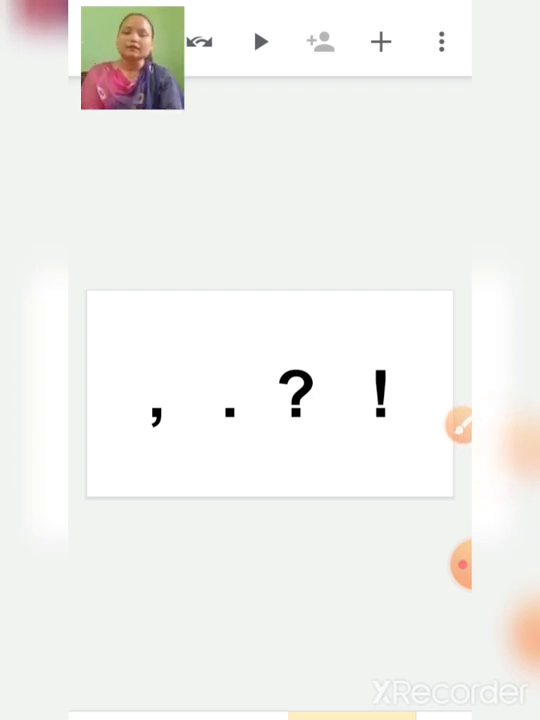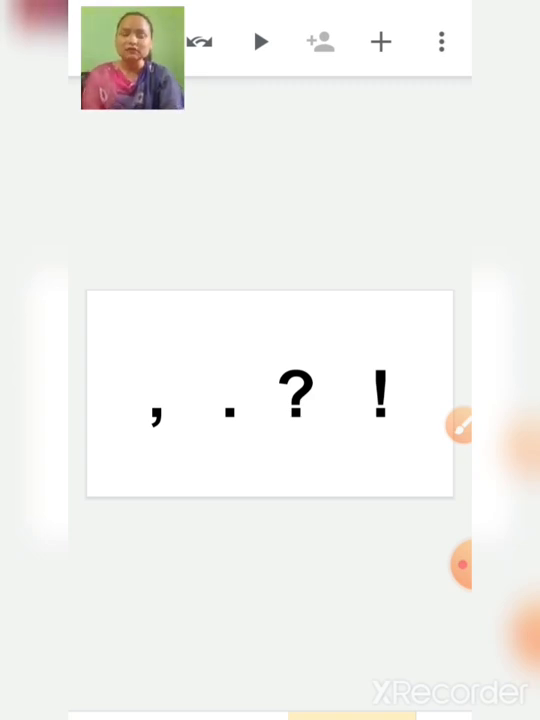For this in your syllabus only these four punctuation marks are there, so we will study only these four. Children, there are many more, but in your course there are only four, so we are going to do only four punctuation marks. So punctuations are these symbols which we use in our sentences.